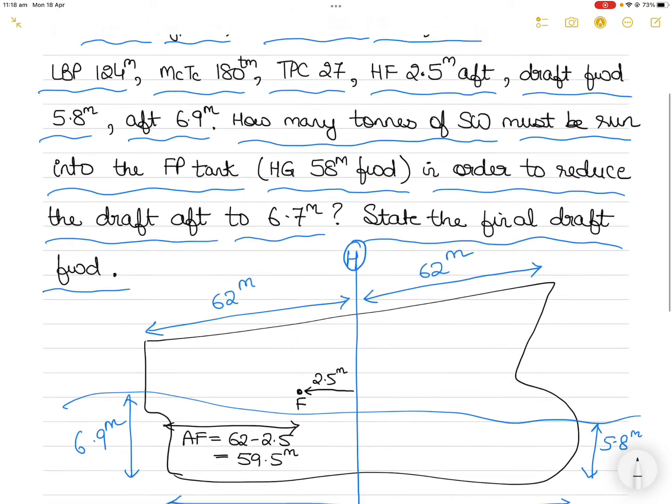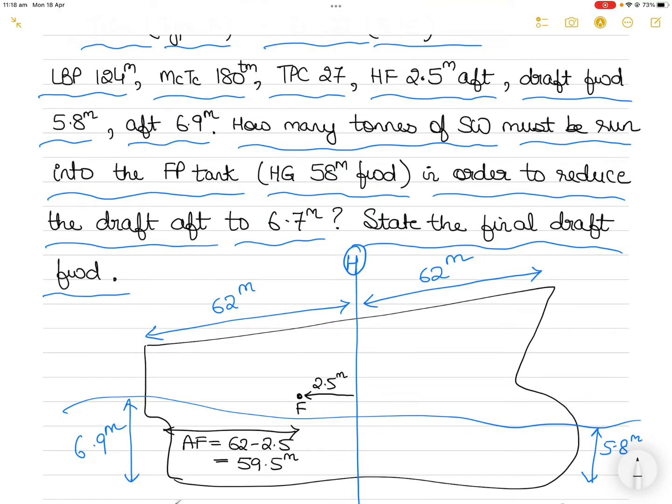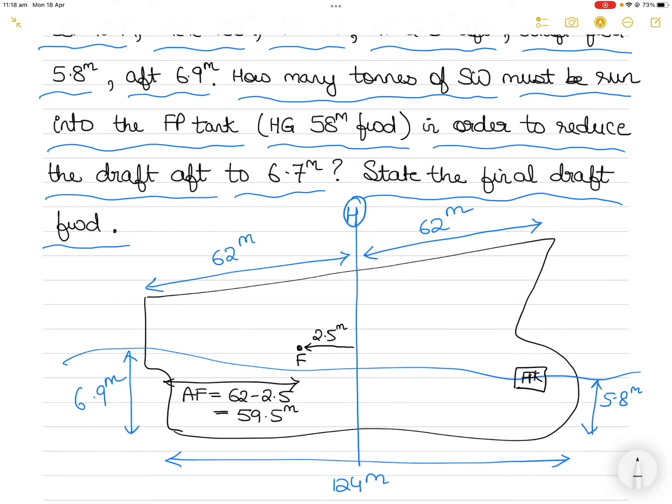Now let's see the situation we are in. We are at a draft of 6.9 meters. We have to run seawater into the forepeak tank, that means the forward part of the ship. Let's assume it's somewhere here. This is the forepeak tank, and this is at HG 58 meters forward. HG means from H to the center of gravity of the tank, is 58 meters.